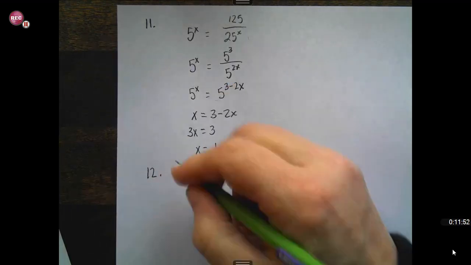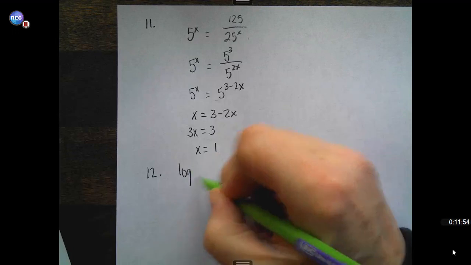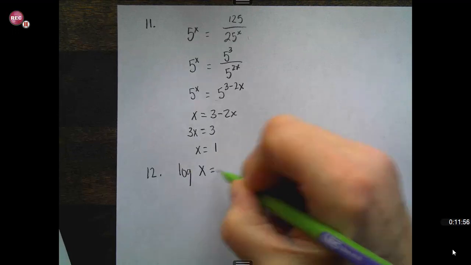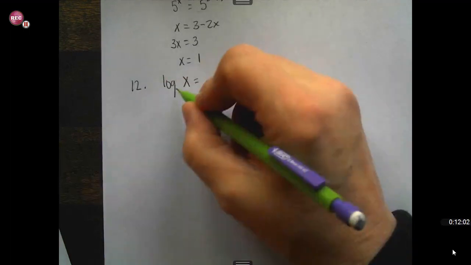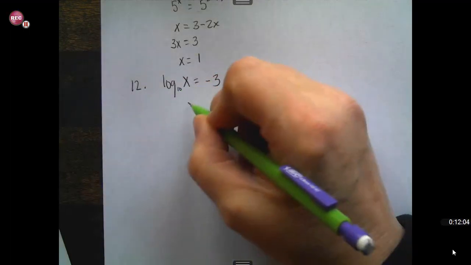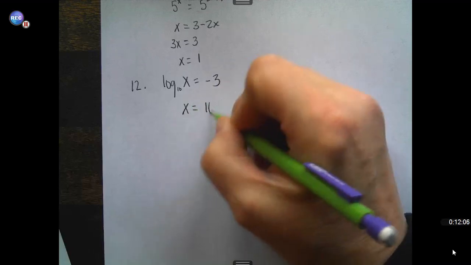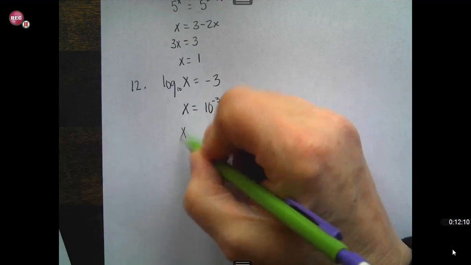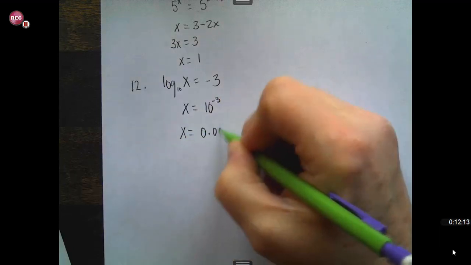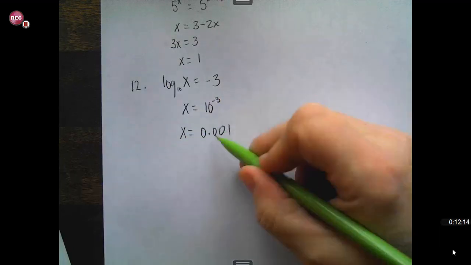Number 12, I have log x equals -3. And so there's no base written on that, so it's base 10. So basically, x equals 10 to the -3. And 10 to the -3 is 0.001.